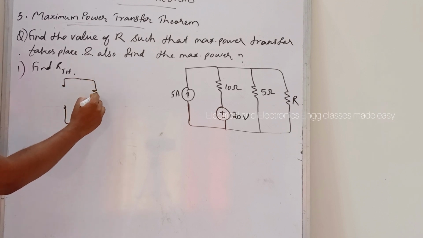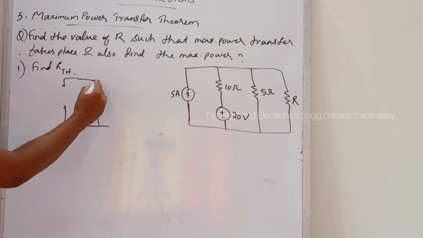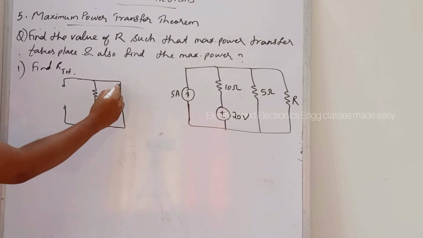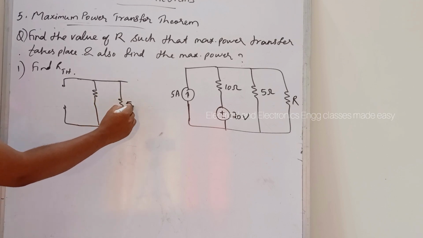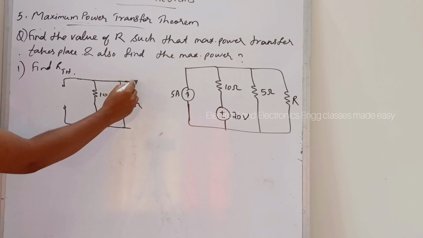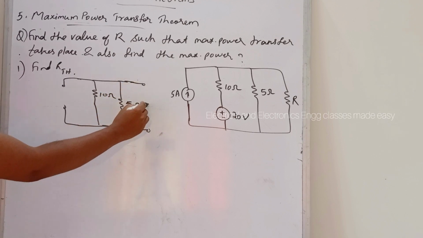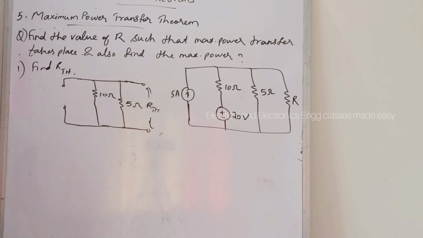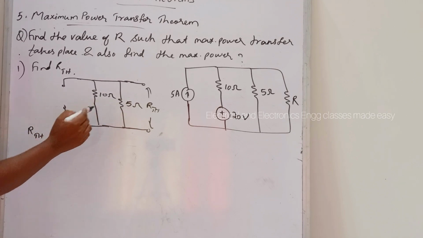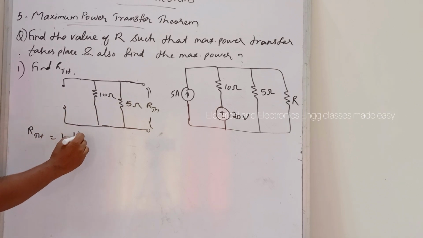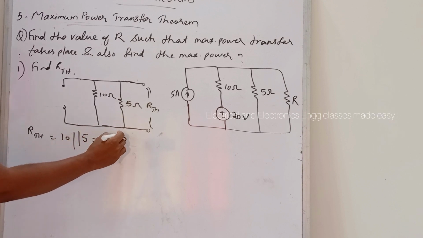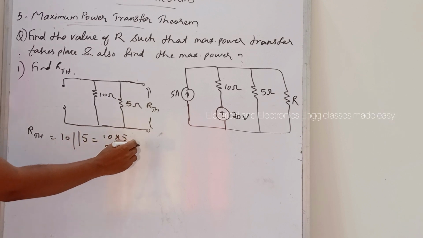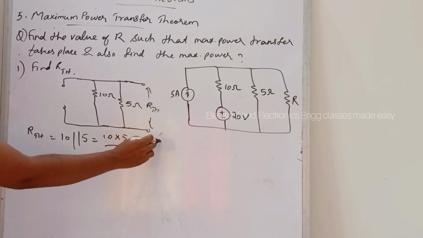Then 10 ohm. Then the voltage source is short circuited. Then next is 5 ohm. This is 10 ohm. And we have to find the value of RTH by removing the load resistance. So here RTH is equal to 10 ohm and 5 ohm in parallel. So we get 10 into 5 divided by 10 plus 5, and that is equal to 3.33 ohm.